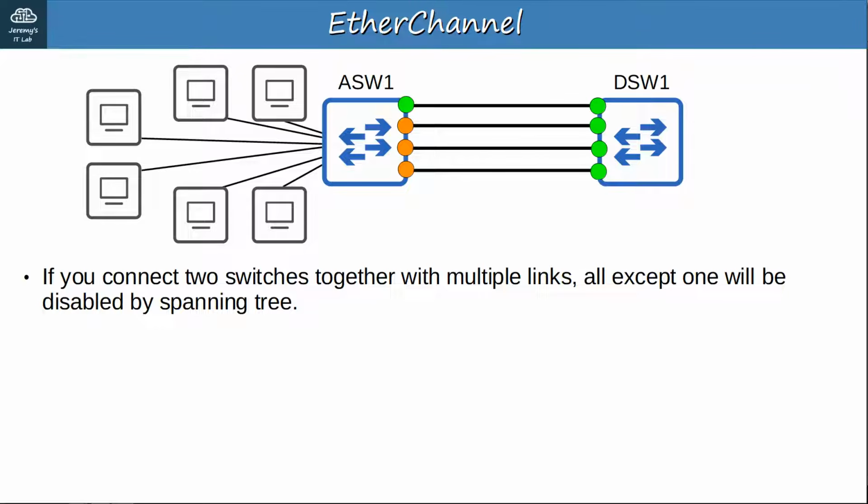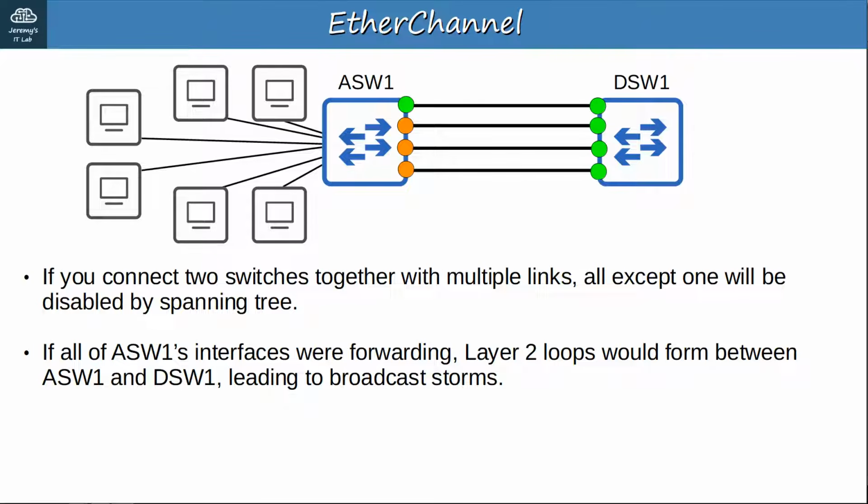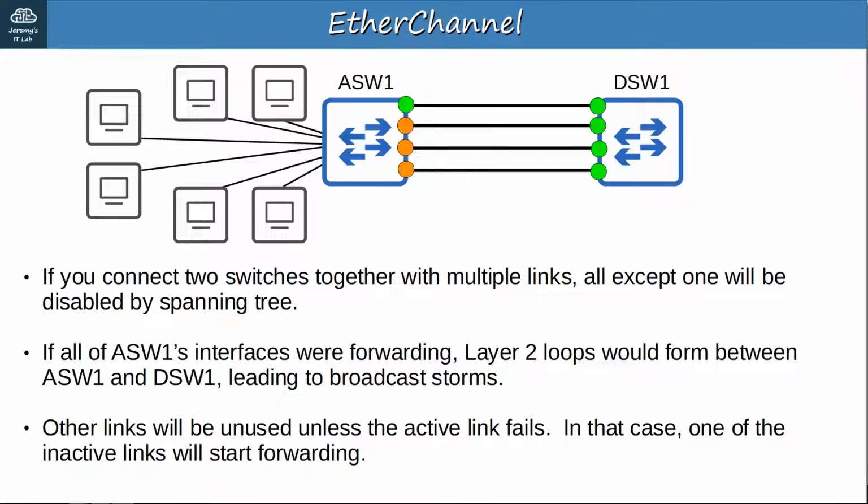Why does it do this? Well, if all of A switch 1's interfaces were forwarding, layer 2 loops would form between A switch 1 and D switch 1, leading to broadcast storms. Other links will be unused unless the active link fails. In that case, one of the inactive links will start forwarding.